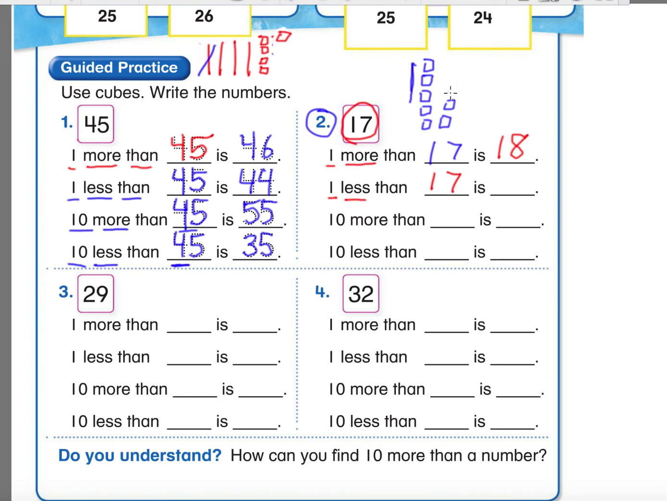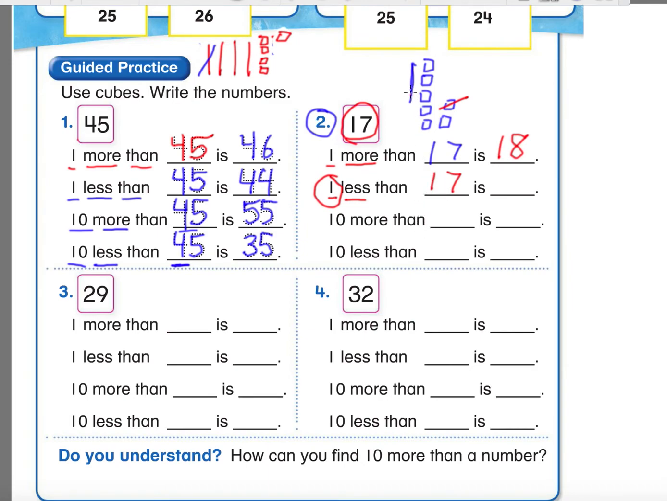So now they want to know what is one less. What we're going to do is the opposite. We're not going to add anything, right? We're going to take away because that's what less means. We're going to take away. So instead, we're going to cross out one of these ones cubes because they're saying just one less. That's it. So we cross out a ones cube.